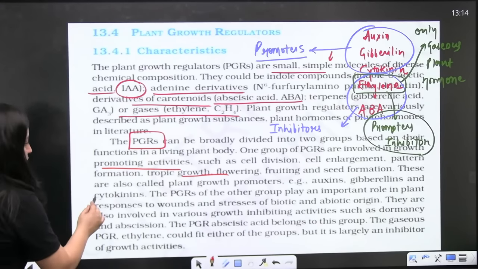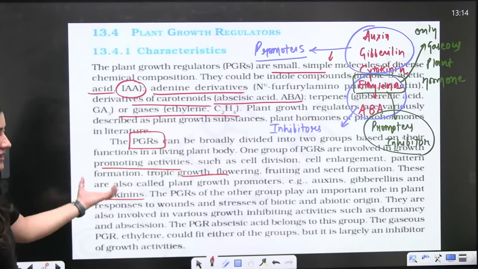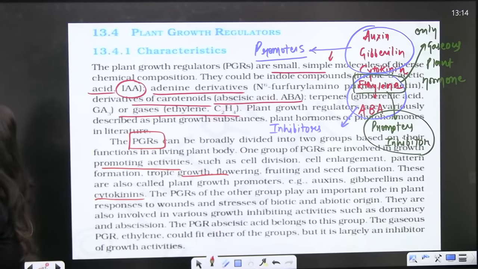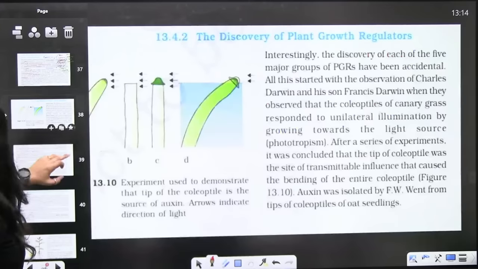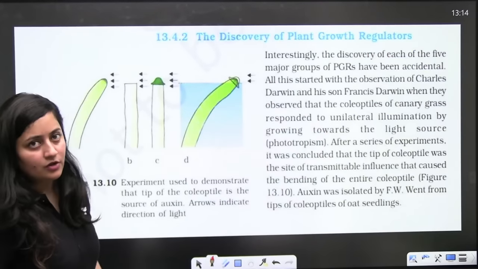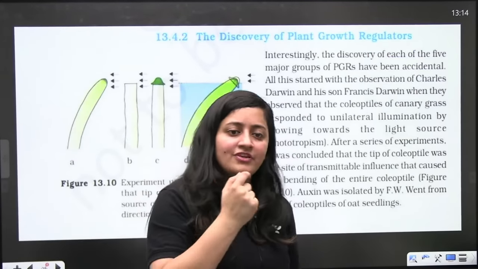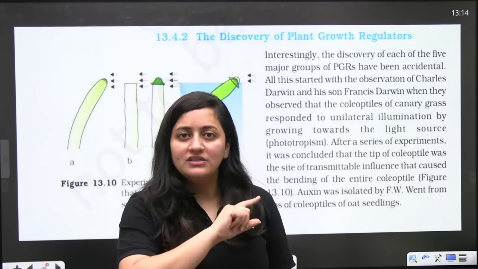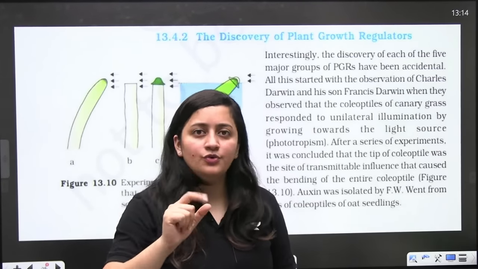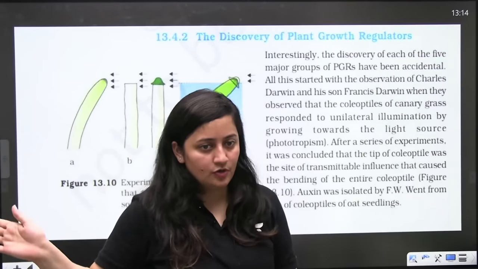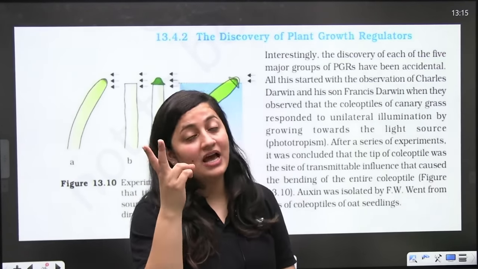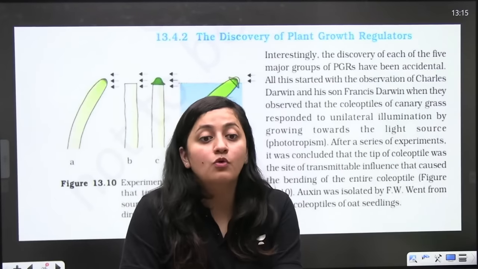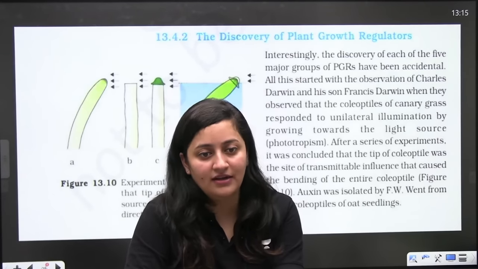When it comes to the promoters, they are auxin, gibberellin and cytokinin. And when it comes to the inhibitors, I mentioned the names already. Clear? So, the discovery of plant growth regulators. You need NCERT reading and we are going to revise it majorly from the NCERT. Please be focused here. For the next 10 minutes, you need to focus and then PGRs will be over. Then we are left with respiration and photosynthesis, the most important topics where you people find difficulty.